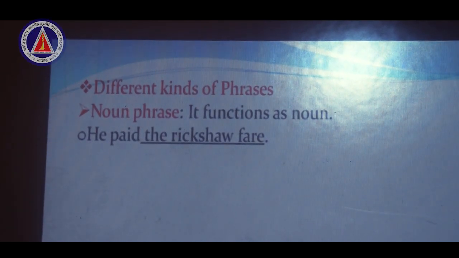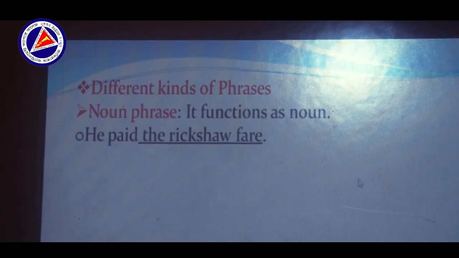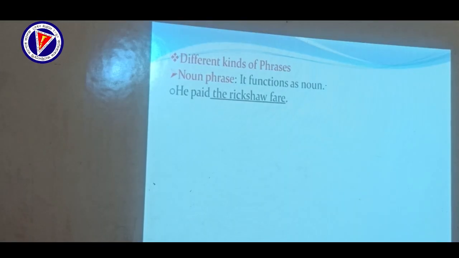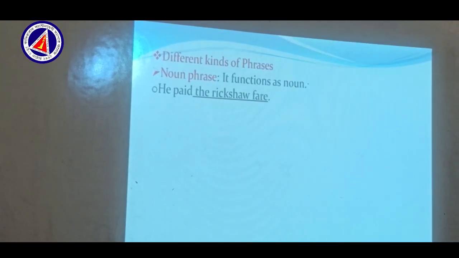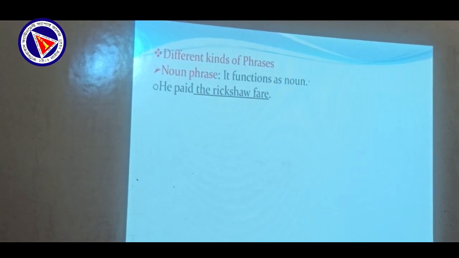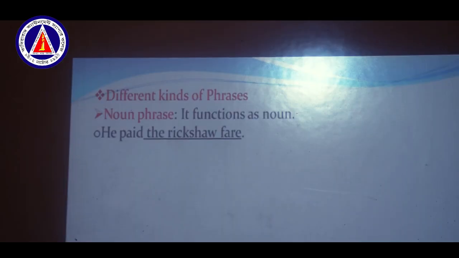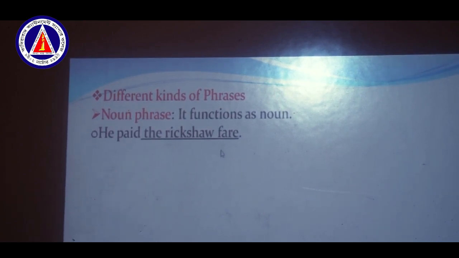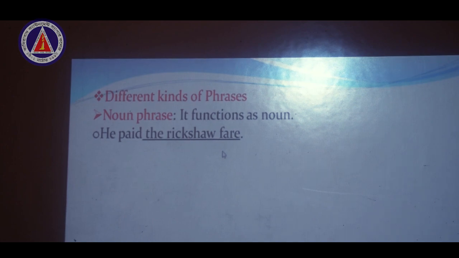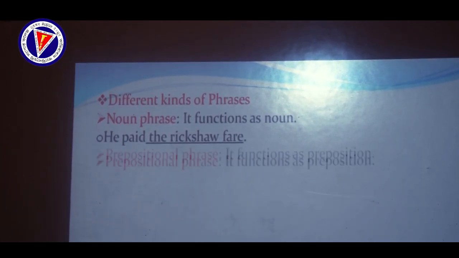So here is an example. He paid the rickshaw fare. So the rickshaw fare, three words together, is giving us an idea, that is, he is going to pay the fare of the rickshaw. So why is it a noun phrase? It is a noun phrase because it is functioning as the object of the sentence. Here he is the subject, paid is the verb, and the rickshaw fare, three words together, jointly is functioning as the object. That's why it's definitely a noun phrase.